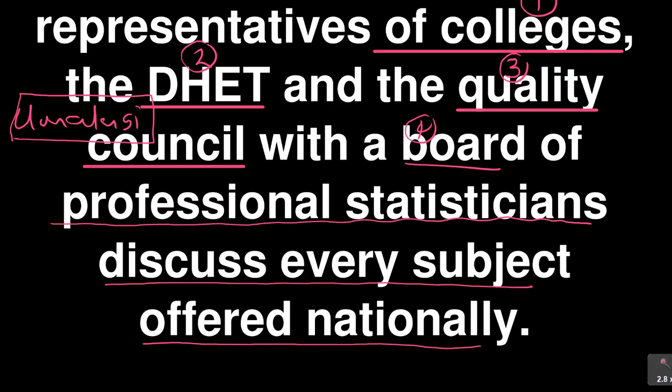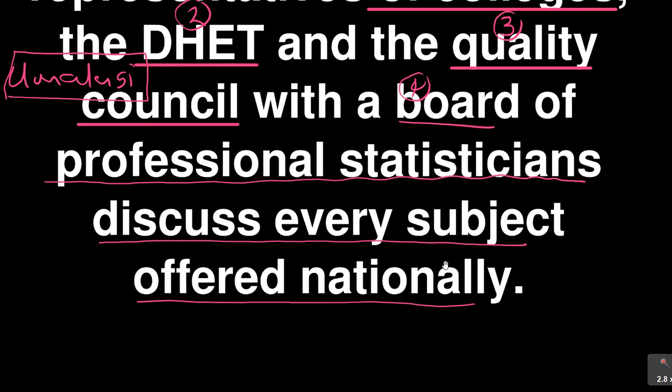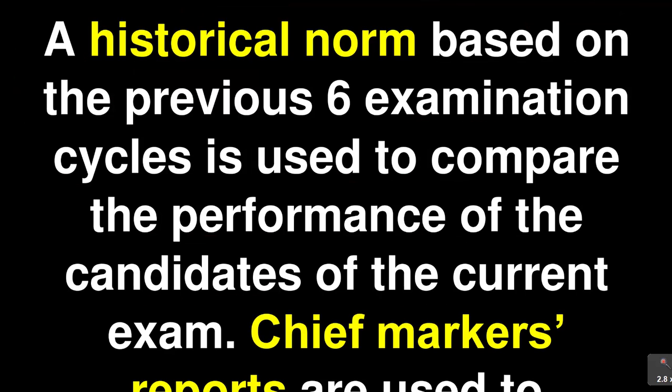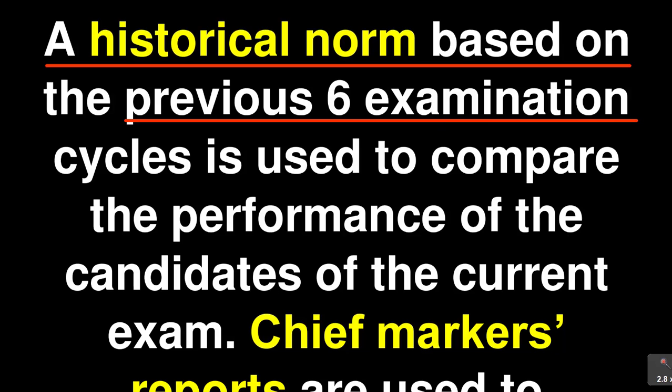So they will look at the subjects and discuss each and every subject offered nationally. What are they going to do? They are going to compare what is called a historical norm based on the previous. So they will look at the previous 6 examination cycles, and when they look at the 6 different exams that were written, they compare those exams to the current performance of the candidates.